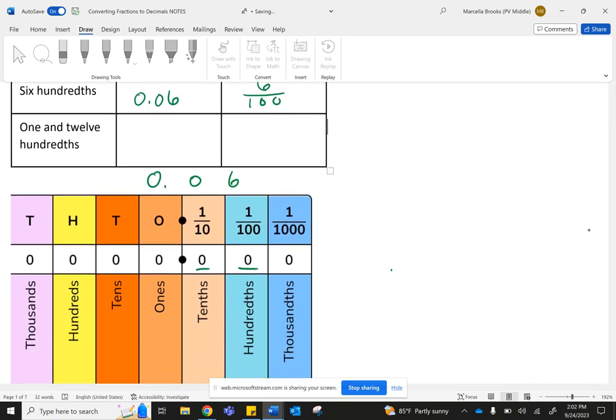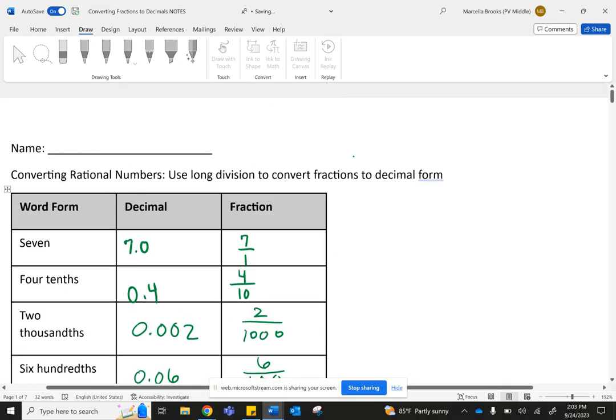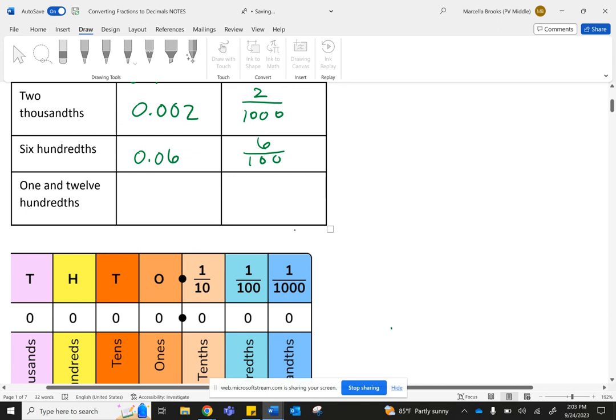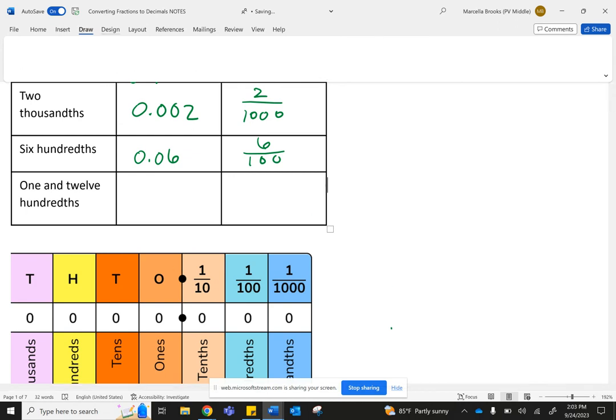And the next one, we have 1 and 12/100ths. So it's going to be 1. Oops. What just happened? Why is this happening?